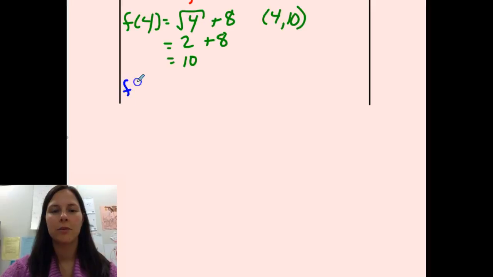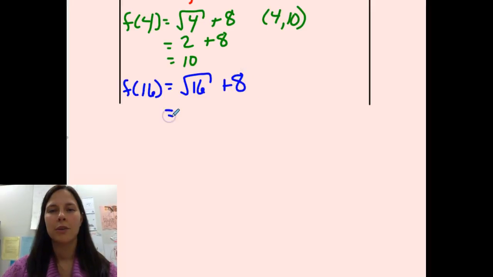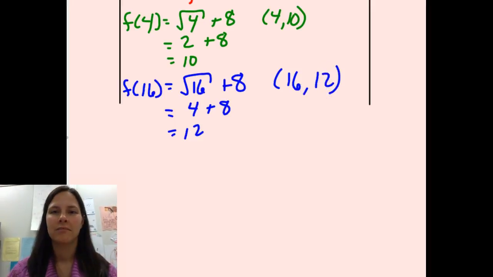And we were asked to evaluate the function at 16, replacing x with 16 on both sides of the equal sign. The square root of 16 is 4. 4 plus 8 gives me 12. Writing that as an ordered pair, I put 16 into the function, and I got 12 out of the function.